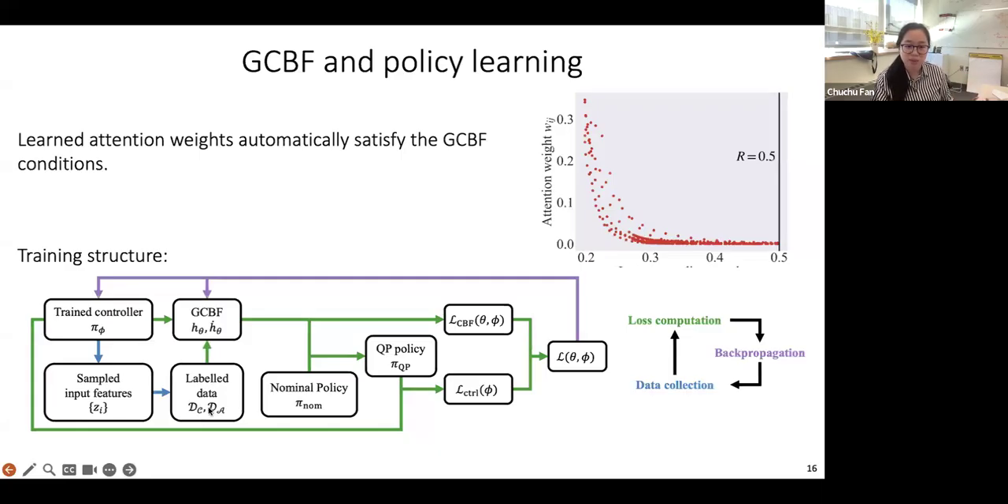This data will be sent to learn the GCBF through this loss of GCBF, the 3 terms I introduced, very intuitive, penalizing the violation of the GCBF conditions. At the same time, we will solve for a QP policy from this learned GCBF to give us this behavior cloning policy. The 2 loss functions are added together to give us the entire loss, which we use to backpropagate to find the controller and the GCBF.